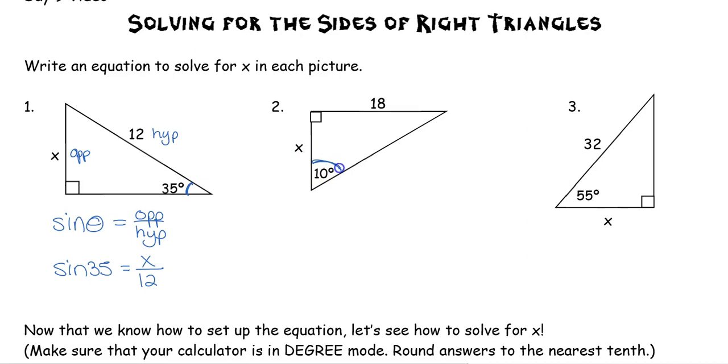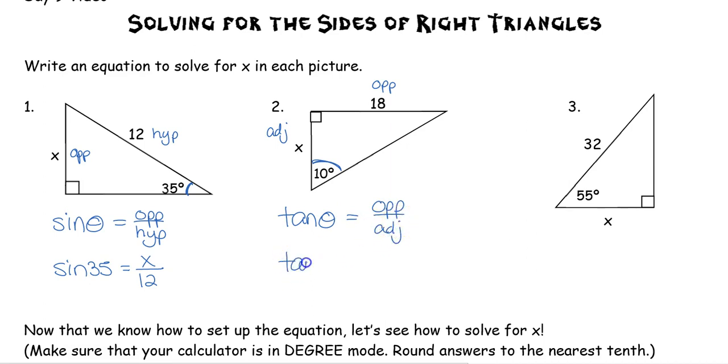Number 2, 10 is my reference angle. I look at x, I look at 18. 18 is opposite of the angle. X is adjacent. So we think about which trig function is going to relate opposite and adjacent. That is tangent. Tangent of theta is equal to the opposite over the adjacent.